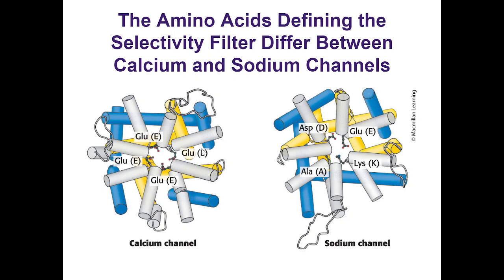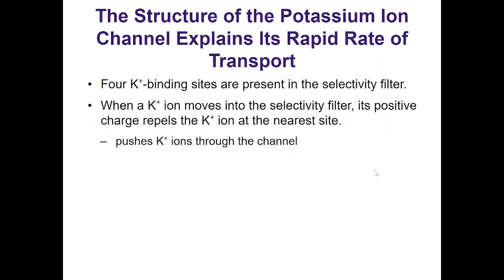Okay, so this is your amino acids defining the selectivity filter. These are going to differ between the calcium and sodium channels because you have a slightly different selectivity, don't you? All right, so this is your calcium channel, and you can see here there are 4 glues, which is kind of nice. Right here, this is your sodium channel, and you can see that you have actually a mixture. And so you have a D, E, K, A. So 4 potassium binding sites are going to be present in your selectivity filter.